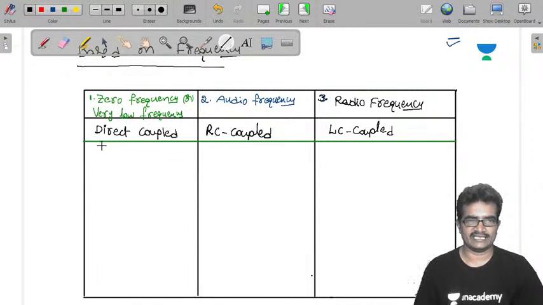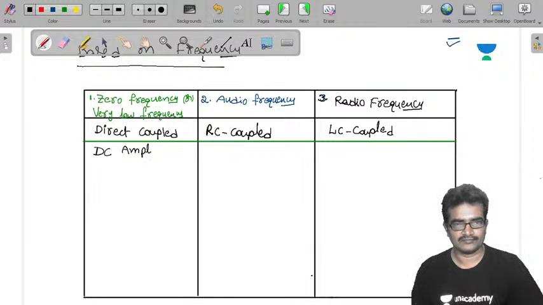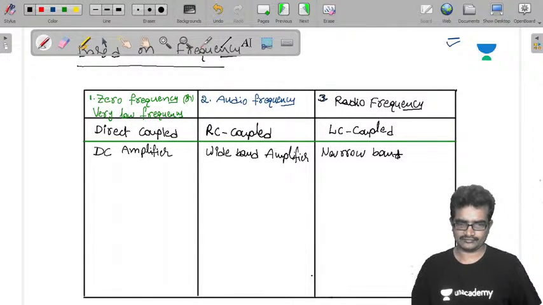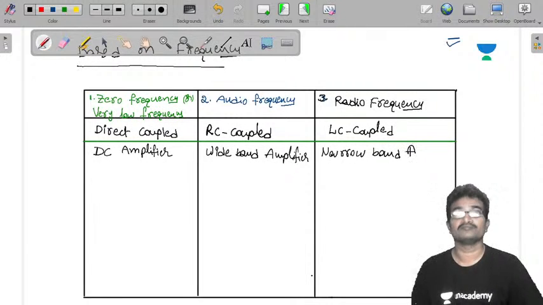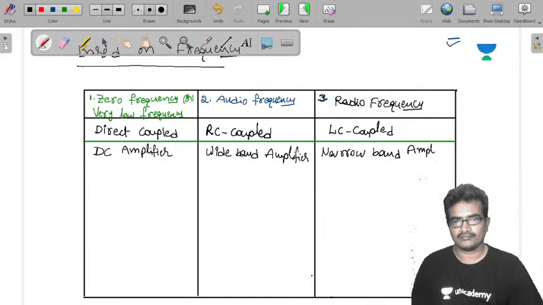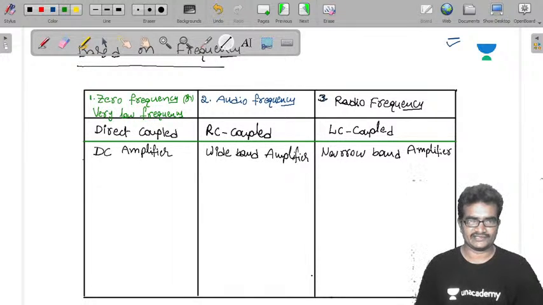The second one: it is a DC amplifier. Audio frequency is a wideband amplifier, and radio frequency is a narrowband amplifier. Okay, that is the coupling.